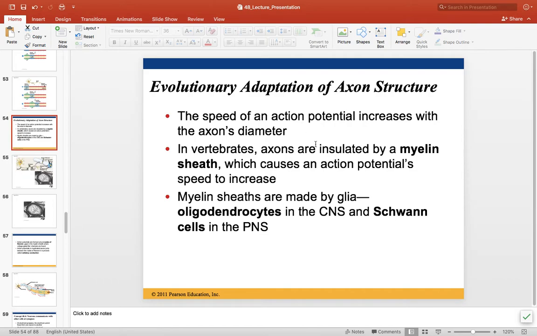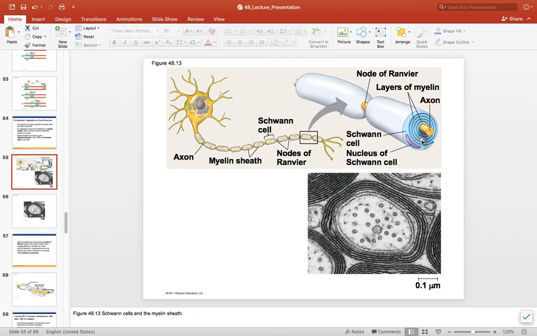In vertebrates, axons are insulated on the outside by something called a myelin sheath, which causes an action potential's speed to increase. So myelin sheaths are made by glia cells. They're also called oligodendrocytes in the central nervous system, and Schwann cells in the peripheral nervous system. So here's what that looks like. It looks like a roll of toilet paper. There are these flat, thin cells that wrap around the axon that help move that message.